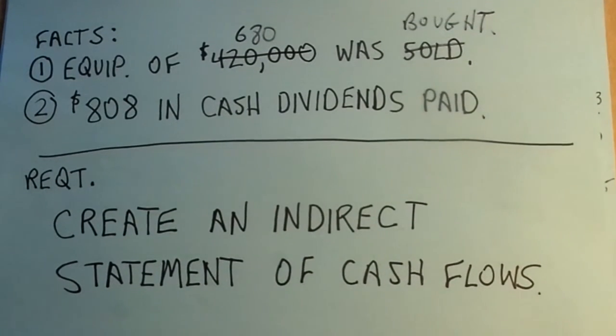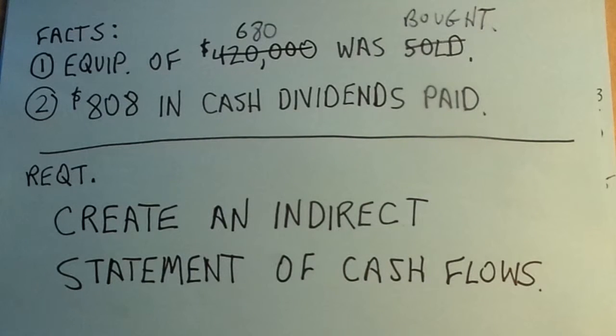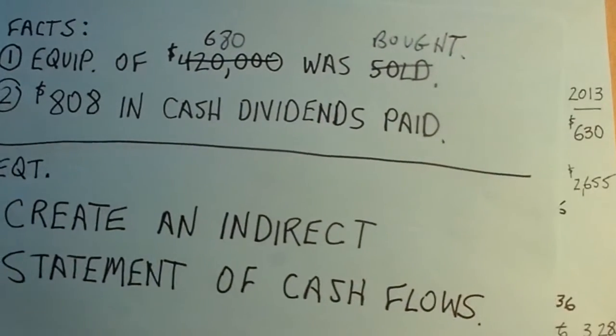In this video, we're going to look at how to prepare an indirect statement of cash flows. So we need some facts first. Equipment of $680 was bought, and cash dividends of $808 were paid. We're asked to create an indirect statement of cash flows.